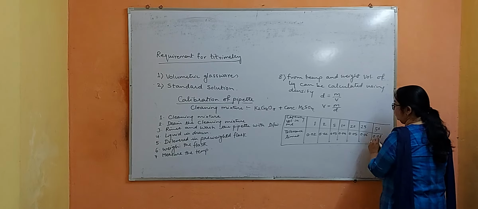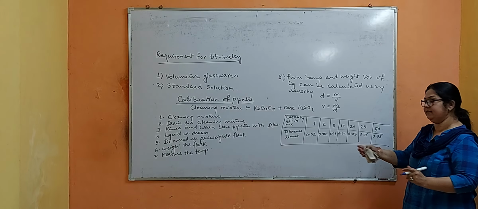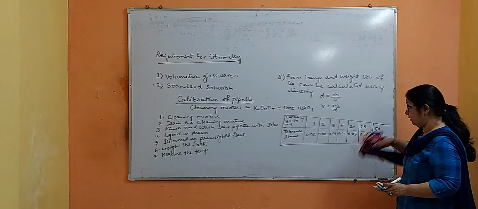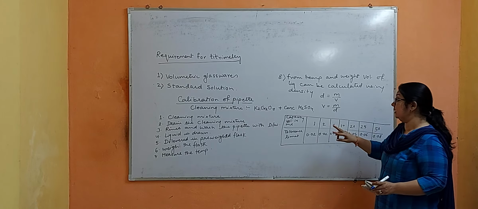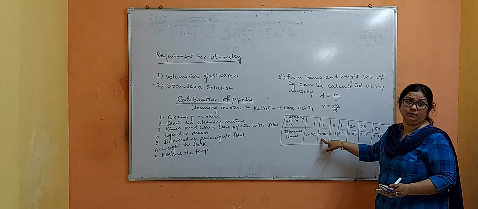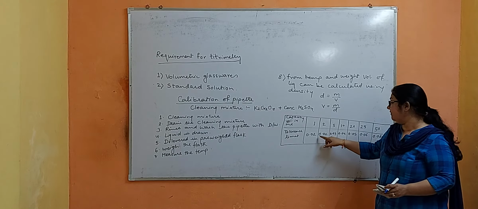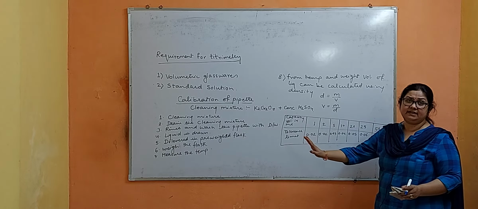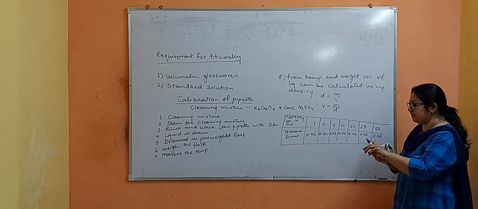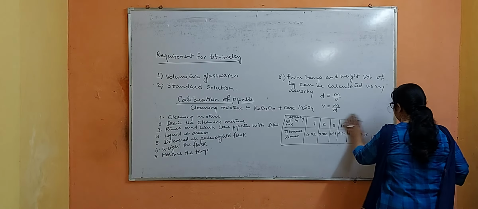So these are the tolerance limits. Suppose you are using a pipette of 2 ml, the tolerance limit, that is the difference between the two, should not exceed 0.02. Clear? If it exceeds, your pipette will be rejected, otherwise it will be accepted. So this was about the calibration of pipette.